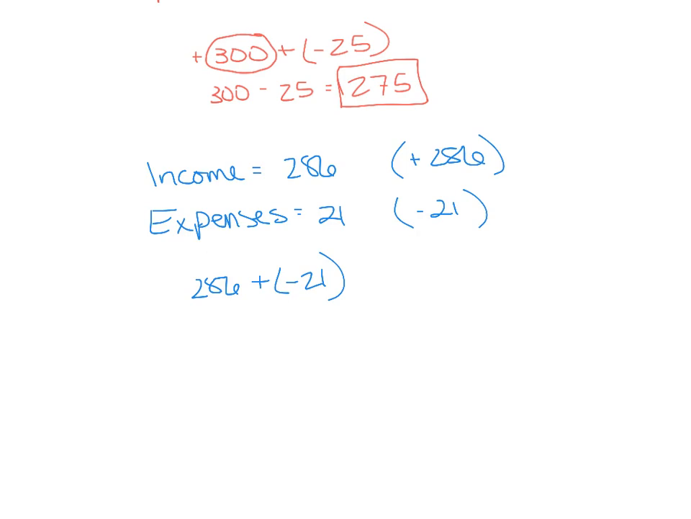So we have different signs, which means we have to find the difference or subtract. So 286 minus 21. And we subtract that, we get 265. Now we need to look at both of these. 286 is bigger if both of them are positive, and it's positive, so our answer is positive 265.